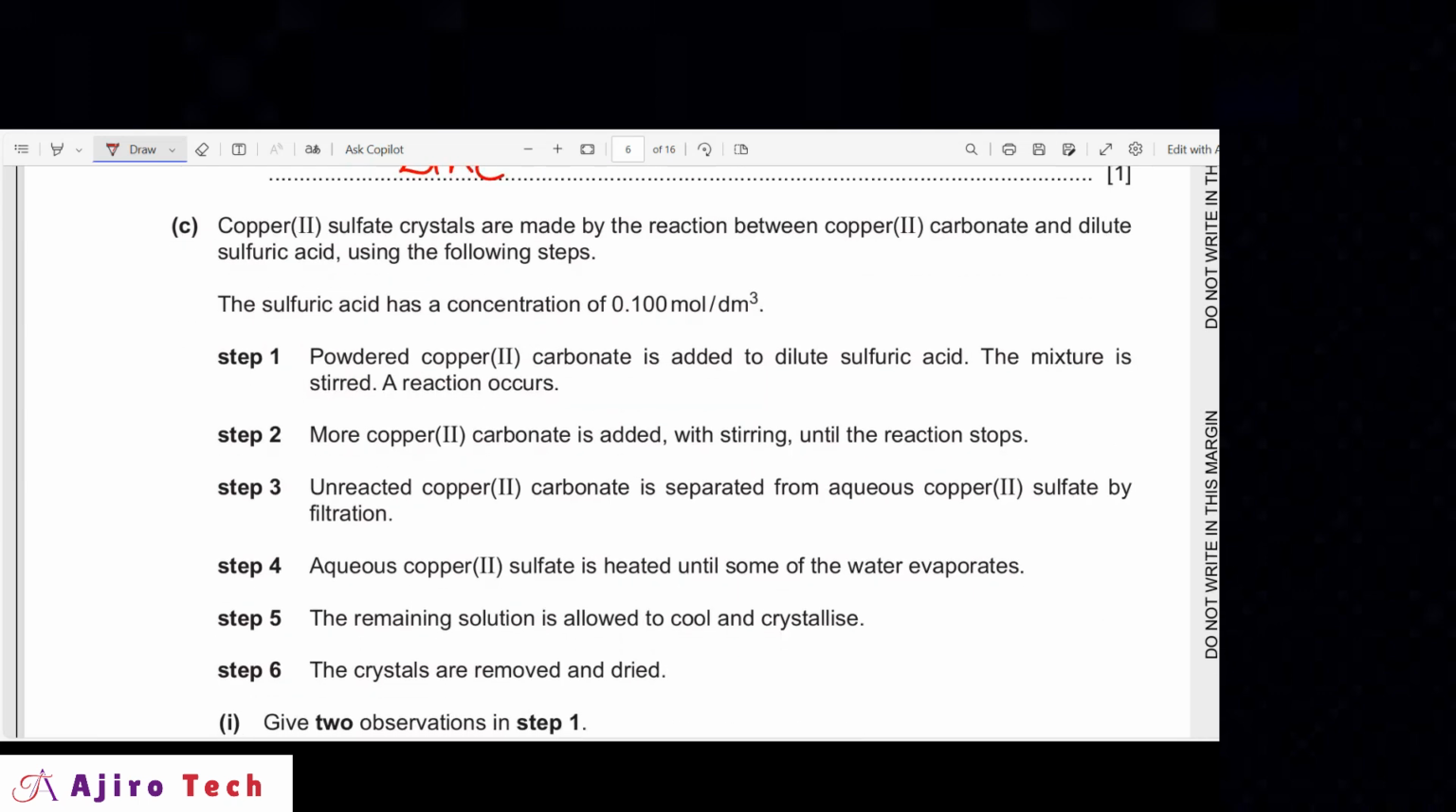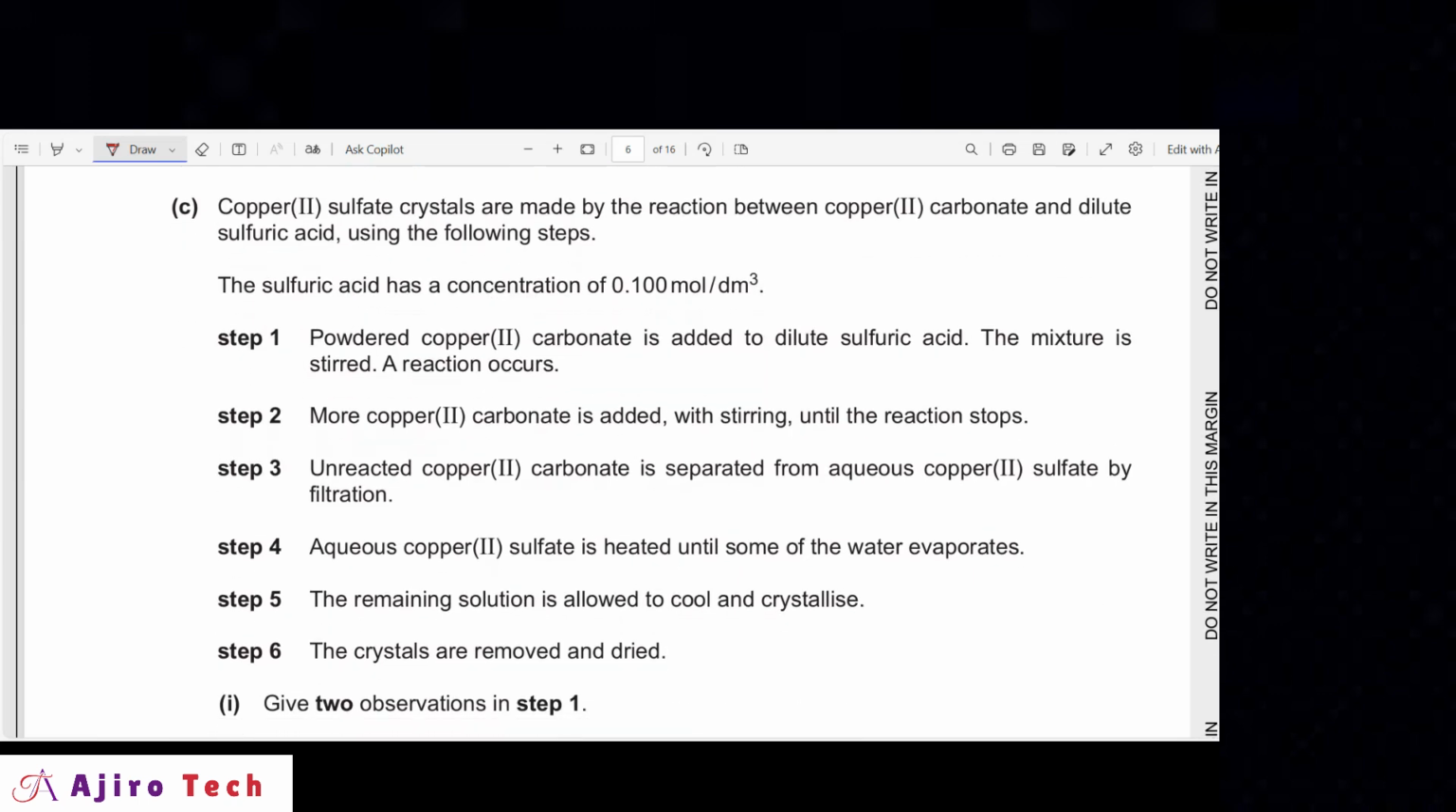Copper(II) sulfate crystals are made by the reaction between copper(II) carbonate and dilute sulfuric acid using the following steps. The sulfuric acid has a concentration of 0.100 mol per dm³. So from this information, we have various steps where first the powdered copper(II) carbonate is mixed, and all of this information. Now, let's go to the questions.